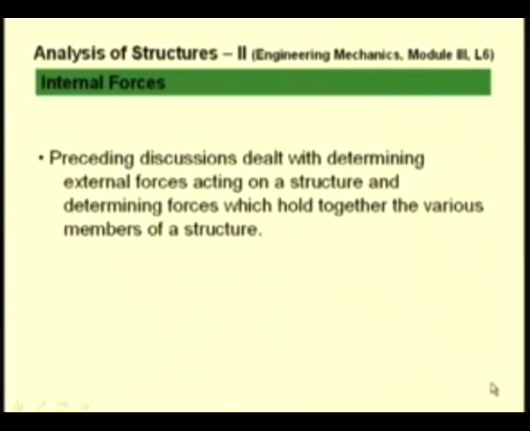In the preceding discussions, we have dealt with determining the external forces that occur in a member or the forces that occur in the joints in case of connected rigid bodies. In the preceding lectures, we saw some examples of connected rigid bodies like trusses, frames and machines, and we saw procedures to determine the forces that hold them together or the forces that occur in the joints.